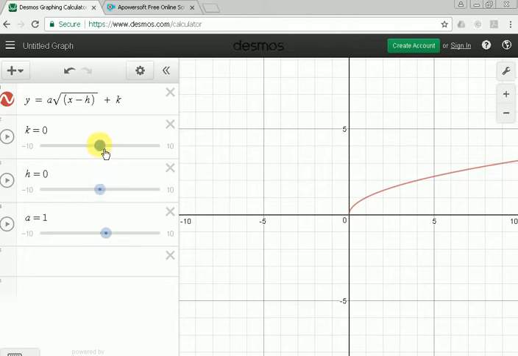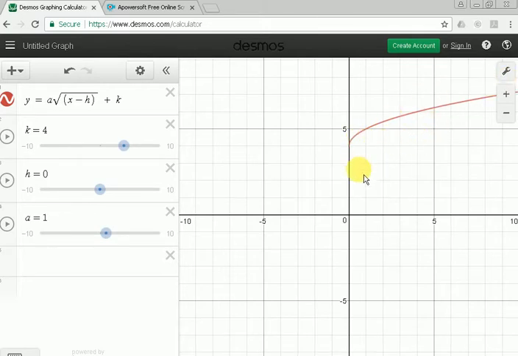And then lastly, with our visual, the k. The k affects our range. So as soon as I make that k positive, greater than 0, then it's going to move upwards. It's going to affect my range. What's my range here? Y is greater than or equal to 4. Right. My graph starts here and it shoots upward, so it's 4 and above.